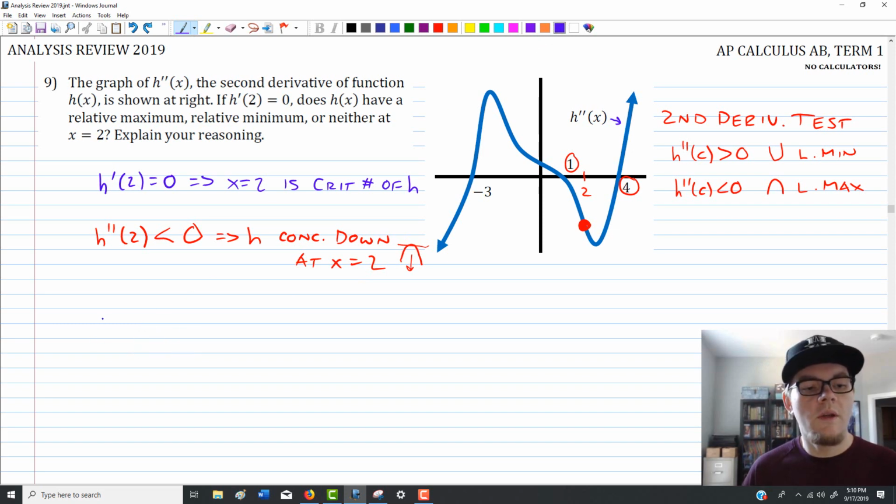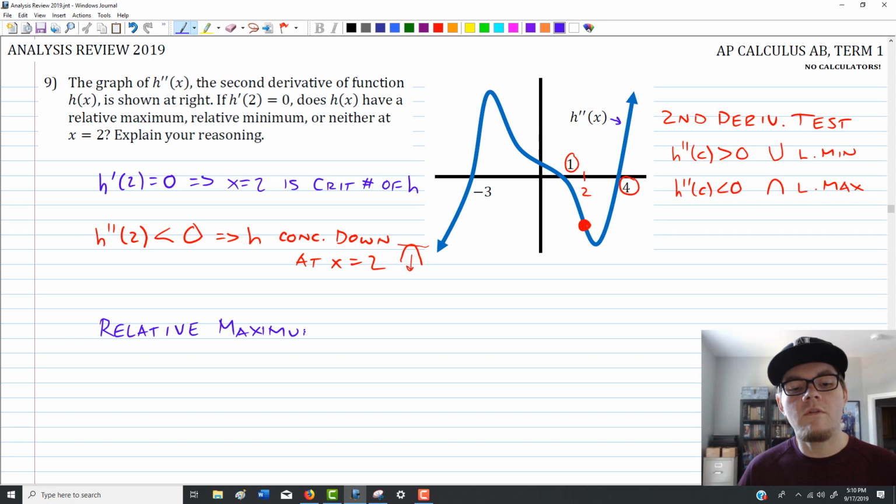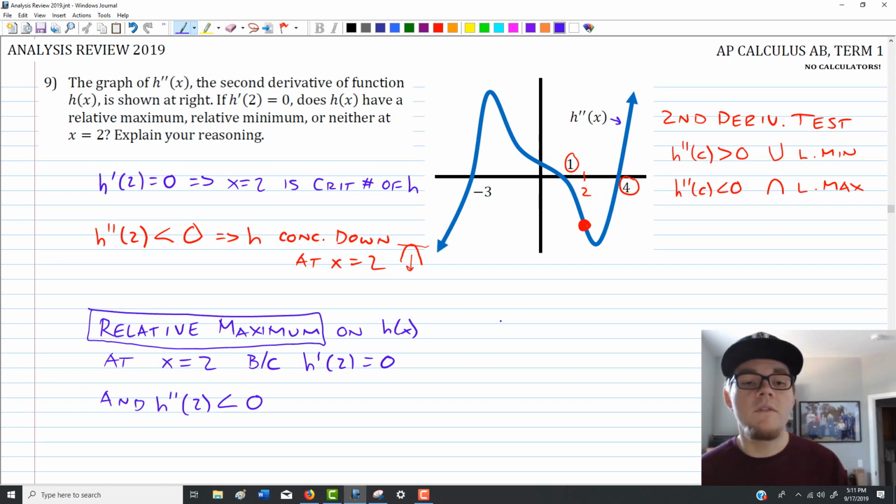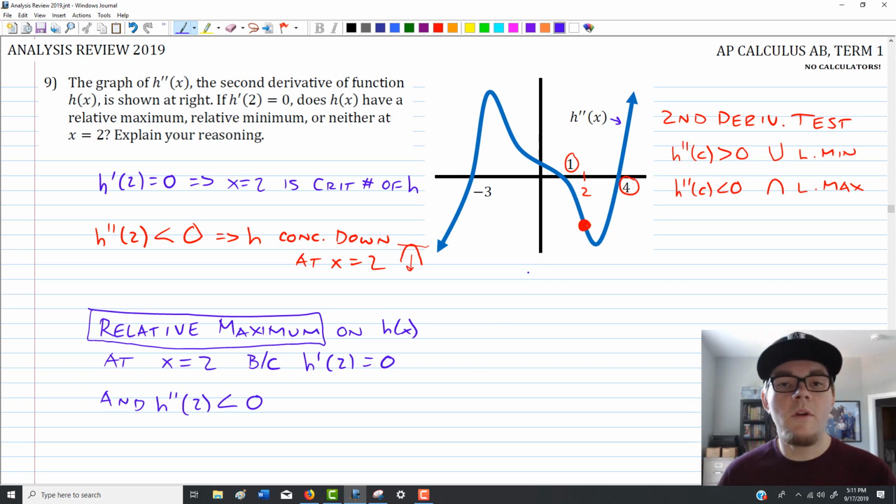So to conclude this, we could say that there is a relative maximum on h of x at x equals 2, and our reason is because h prime of 2 equals 0 and h double prime of 2 is less than 0. So we are concave down at a critical number, which means that we have a maximum by the second derivative test. So again, this goes really well with that table from earlier, just a different presentation style for what we had before.